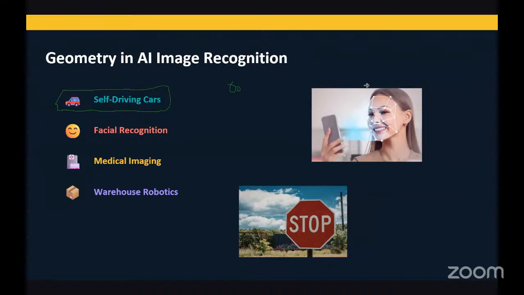That uses AI. Medical imaging, if you're taking these MRI scans or you're taking these scans to detect tumors, it'll use AI to see whether something's malignant or not. And warehouse robotics, because nowadays everyone wants to do digital shopping since the pandemic. It's convenient. So working through that uses AI from geometry.